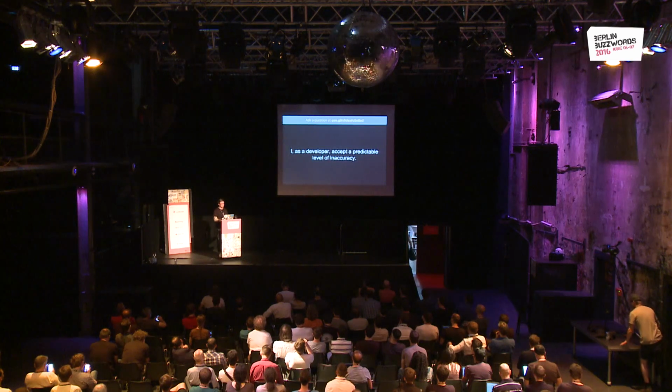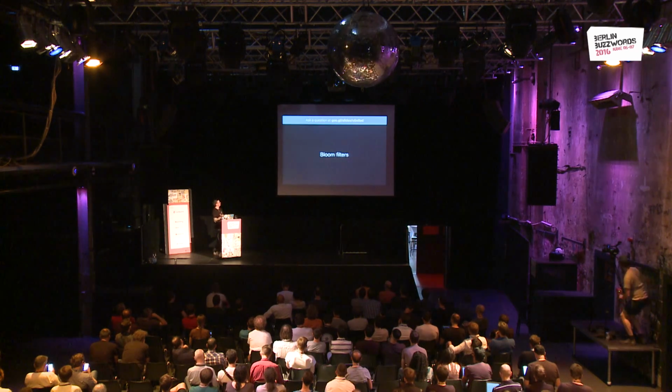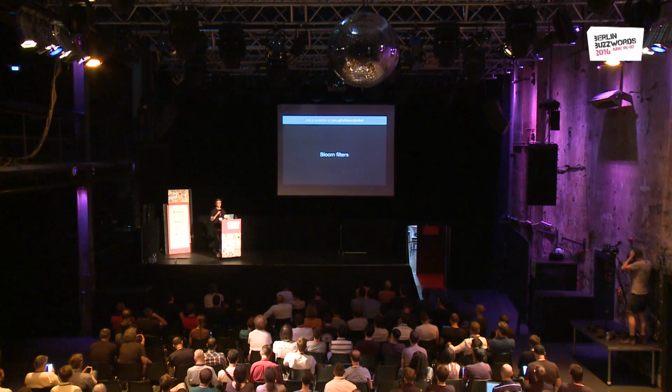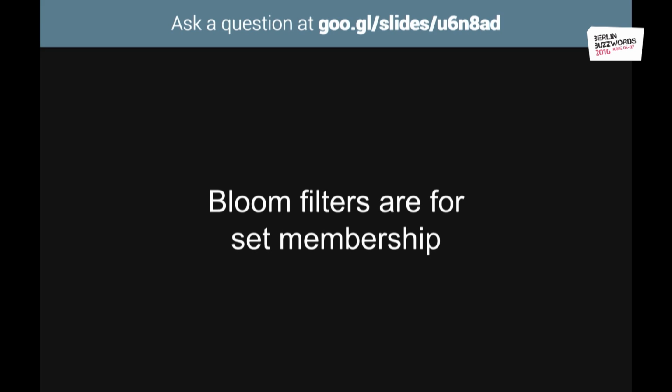But without further ado, we're going to do 3 data structures today. The first one, Bloom filters. So let's get started on this. They don't have anything to do with flowers at all. They're named after a mathematician called Burton Howard Bloom. And what they're used for is set membership tests. So you can test whether an element is in a set.